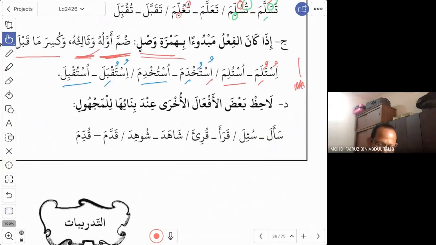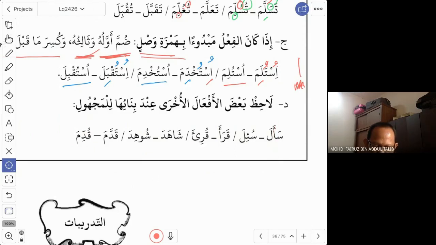And finally, dal. So what is this dal? Okay, this is about the other fi'il that are not mentioned here. Lahiz ba'd al-af'al al-ukhra. So take note of some other fi'il. Ba'd is some, af'al al-ukhra, other fi'il. Take note of these other fi'il. Inda bina'iha, when you change it to mabni lil majhul.